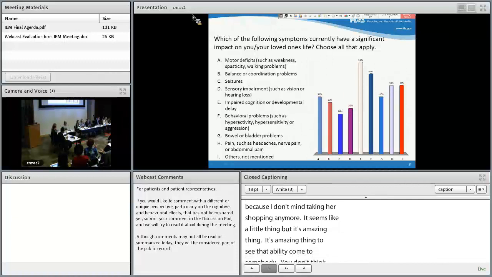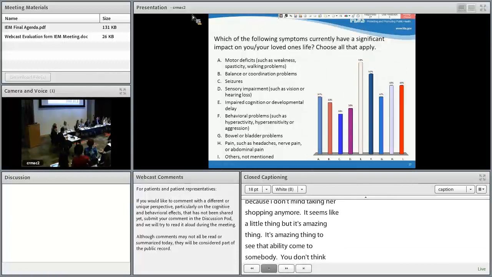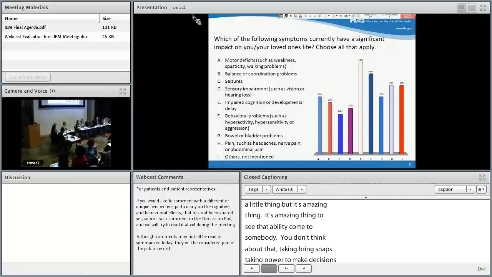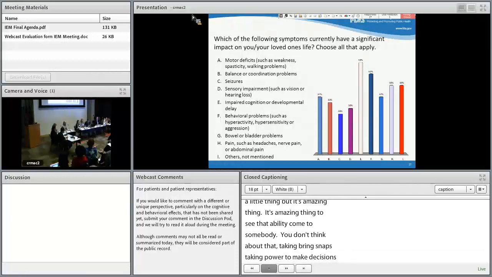You don't think about that taking brain snaps power to make a decision about bananas or shoes, but it does. And she can tell the difference. And that's what's exciting, is how happy she is about her abilities to do those things. Thank you very much.